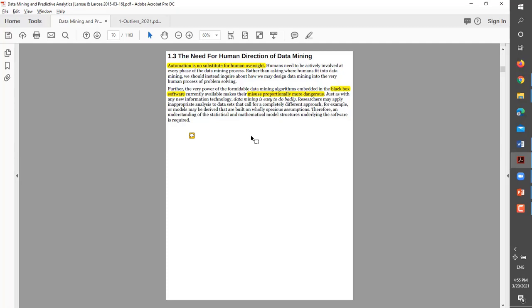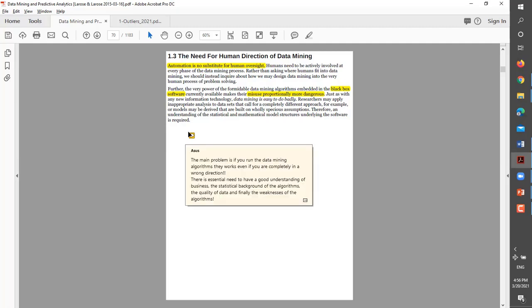And because of that, they are going a little bit backward. They are going to close the doors to the data miners. And that is a real hazard to our job. The black box software is not usable for the people anymore because they see something is wrong with some models and they cannot understand it. And because of that, the caution in the market is more than before. Okay, so we have to take care of this misuse that is very dangerous. So I put a comment here. The main problem is if you run the data mining algorithms, they work even if you are completely in a wrong direction.